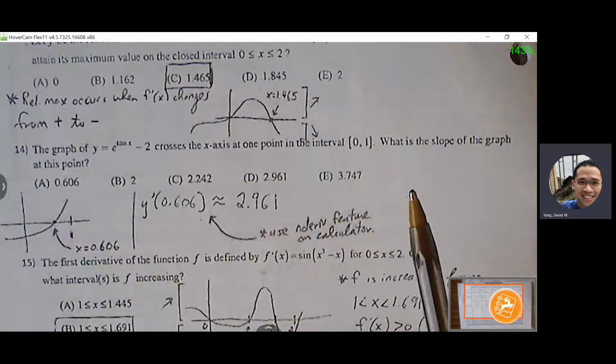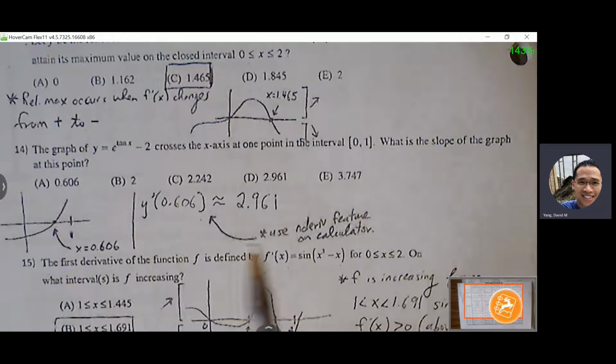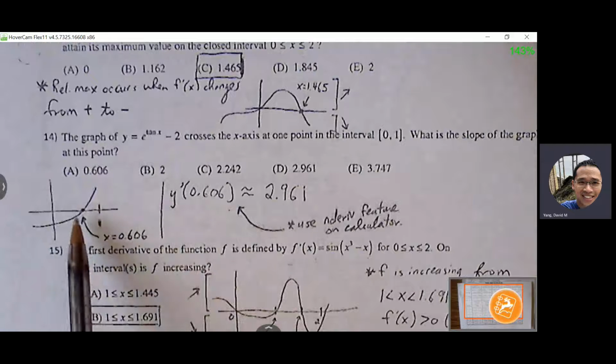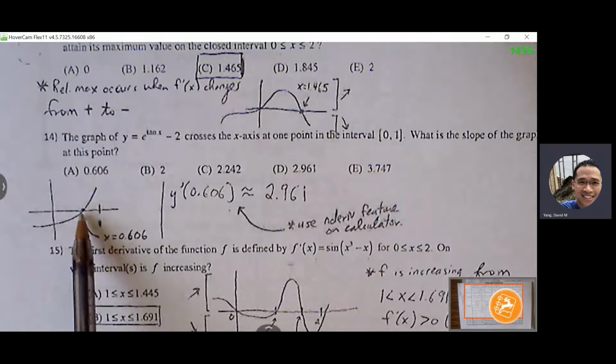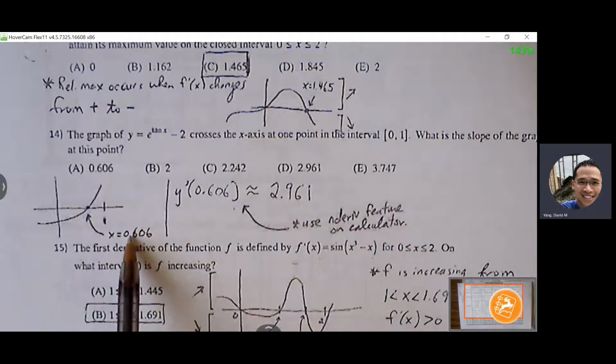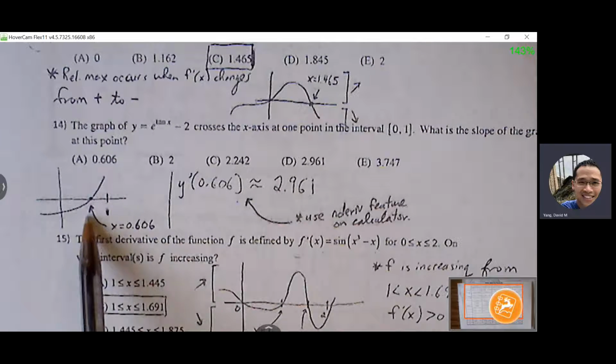Okay, number 14. The graph of e to the tangent x minus 2 crosses the x-axis at one point. What is the slope at this point? So here's my curve potentially. I want to find the slope at this point, but first I have to figure out where that point is. So I have to sketch the graph, find the x-intercept, which is 0.606, and now I want to find the exact slope at 0.606.